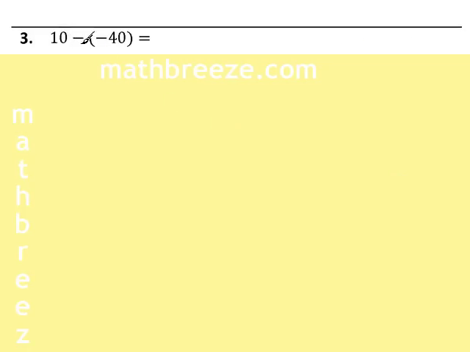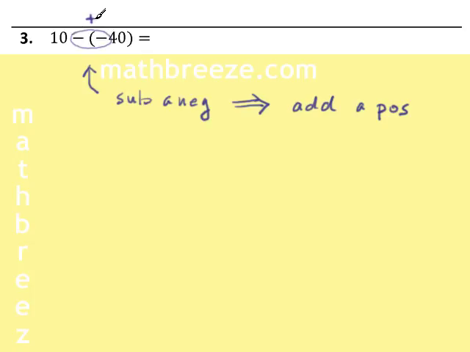In number 3, we're subtracting a negative, and we're going to remember the phrase, subtract a negative turns into add a positive. Or another way of viewing this is two negatives in a row turn into a single positive. So this becomes 10 plus 40, which is 50.